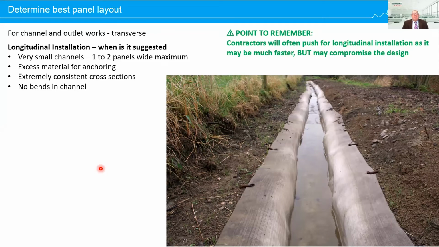There are some applications where longitudinal installation is suggested, and we try to limit it to very small channels, 1 or 2 panels wide, where there is excess material for anchoring, where you have an extremely consistent cross section, and when there's minimal bends inside the channel. The reason why I bring this up, and a point to remember for designers, is contractors will often push for longitudinal installation as it may be much faster, but it can compromise the design.